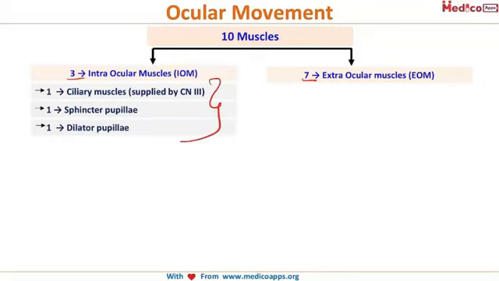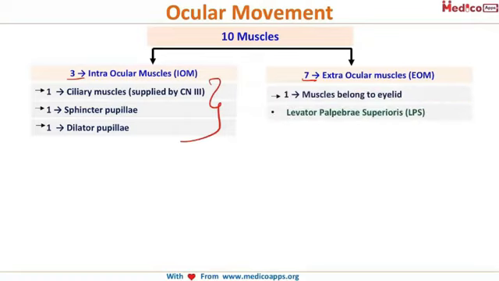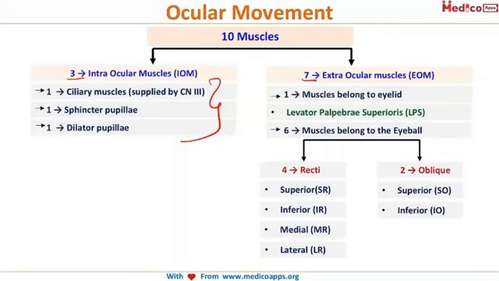All of these together are called the intraocular muscles, whereas extraocular muscles, there's one muscle that belongs to the eyelid, that's the Levator Palpebrae Superioris, and 6 muscles that are the famous extraocular muscles. These are the 4 recti and the 2 obliques: superior, inferior, medial and lateral recti, and then the superior and inferior oblique. So there are 3 intraocular muscles and 7 extraocular muscles.